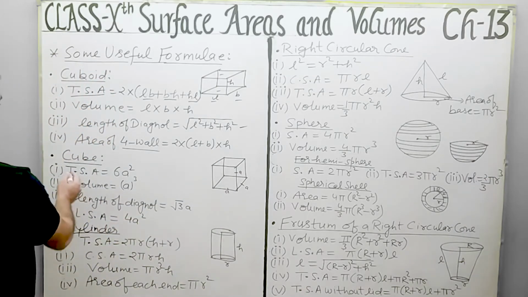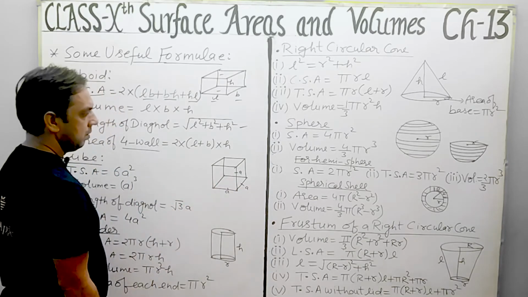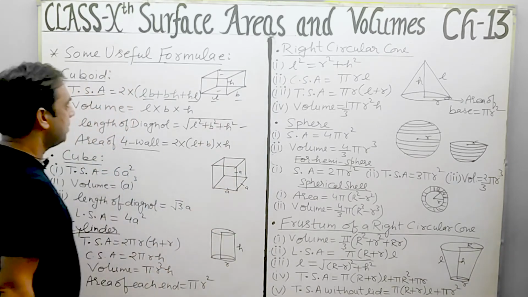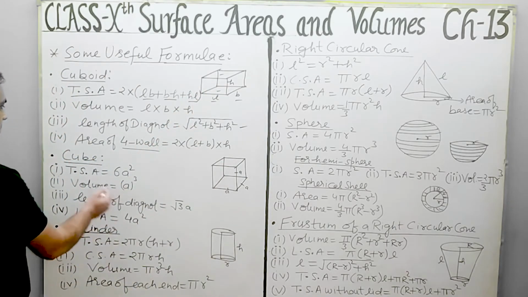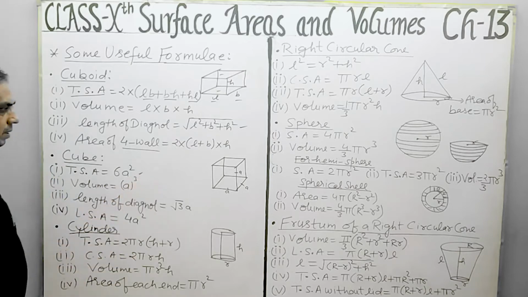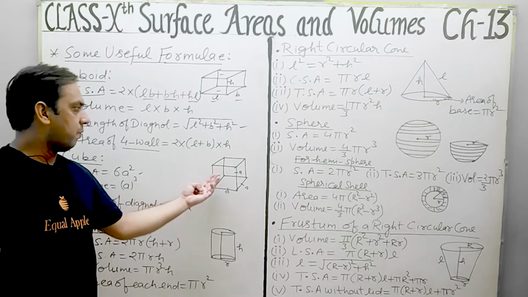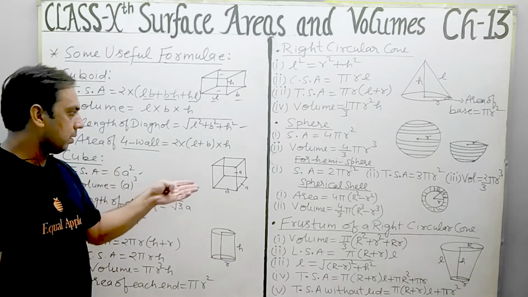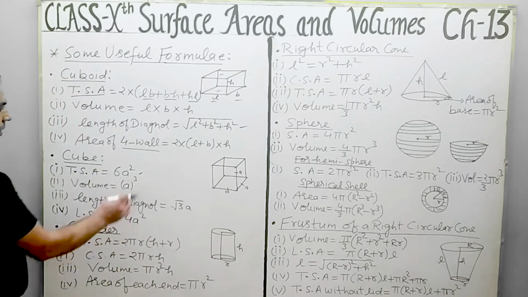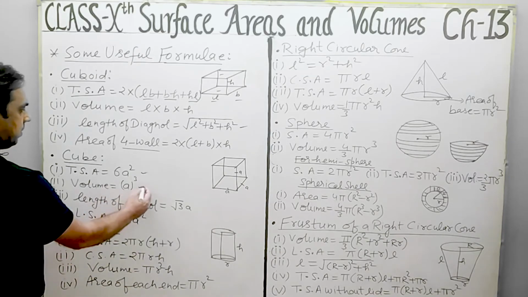Now we will come to the cube. In a cube all surfaces are square, and in a cuboid all surfaces are rectangular. So the total surface area of a cube is 6A square, right? Because it has 6 faces: front, back, left, right, top and bottom. So, the area of each face is A square. That's why the total surface area is 6A square. And volume is A cube.